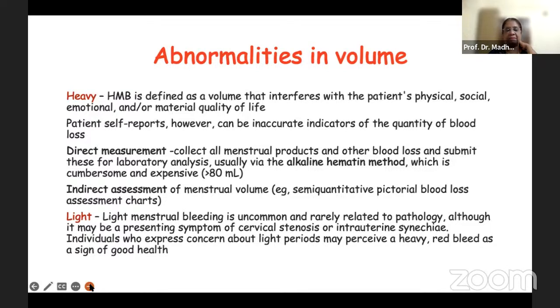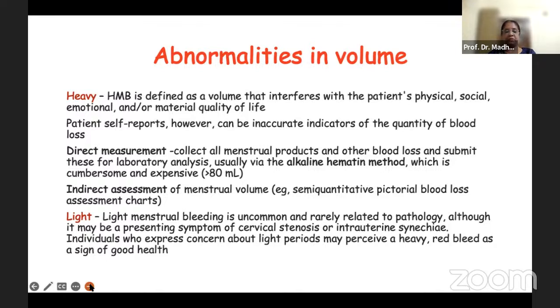So they started doing something like direct measurement, measuring it and collecting all the menstrual products and using the alkaline hematin method. Anything more than 80 ml was considered as heavy, but we all know how difficult that is, and it is not being used. Now, many indirect assessments of menstrual volume have come up, many charts. It's a semi-quantitative process, and it may give you an idea of how much volume the patient is bleeding.